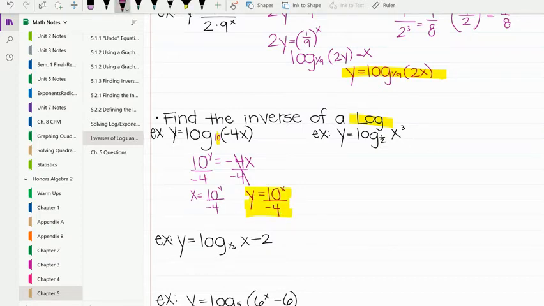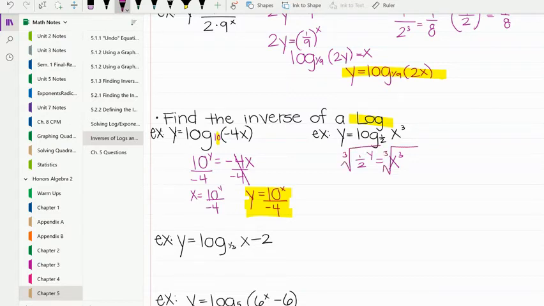Okay, next one. So we have y equals log base 1/2 of x cubed. So I'm just going to rewrite this in exponential form. So 1/2 raised to the y equals x cubed. Okay, so in this case, I'm trying to get x by itself, and we have it cubed. So we are going to cube root both sides.